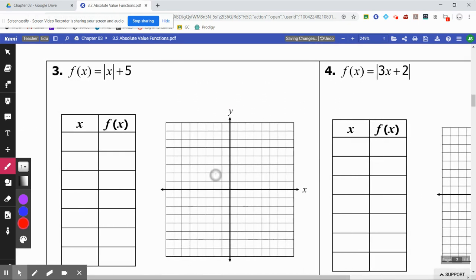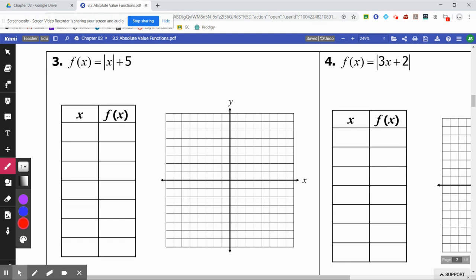Number 3. Again, we got to be careful with this one. To find where your vertex is going to be, take the stuff inside the absolute value bar and set it equal to 0, not the whole thing. So inside I get x equals 0, so that's going to be where my vertex is located. So I'm going to do 1, 2, and 3 on one side. I'm going to do -1, -2, and -3 on the other side. When I find f of 0, I do the absolute value of 0 first. That's 0 plus 5 is 5. So 0, 5 is right here. That's going to be my vertex.